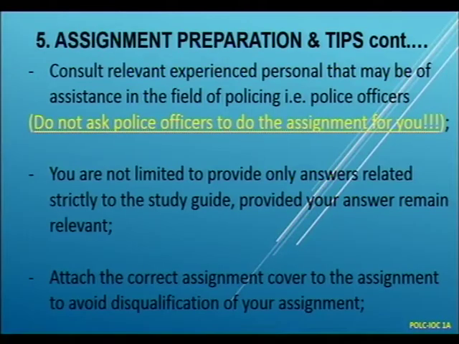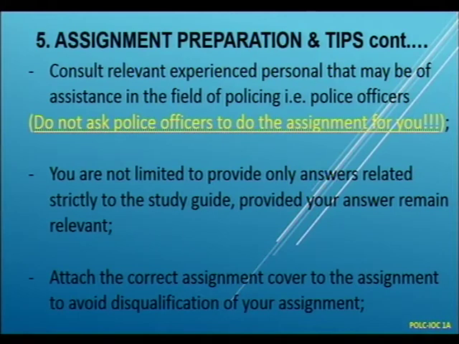Consult relevant experienced personnel that may be of assistance in the field of policing, for example, police officers. If you happen to struggle with a question and you probably have no direction, you can email me as well, because at the end of this presentation you'll find my email. Do not ask police officers to do your assignment for you, please.